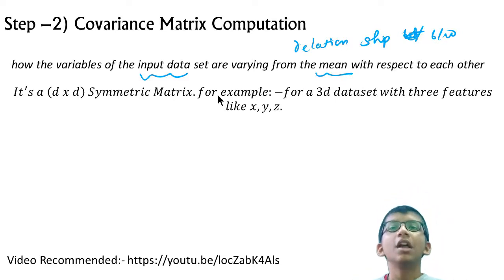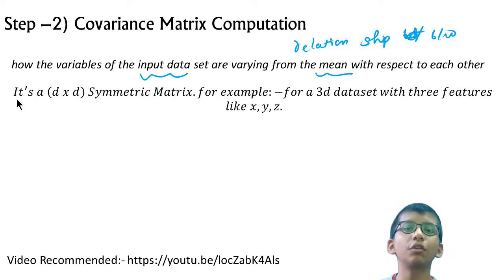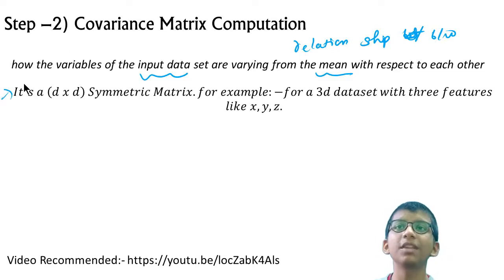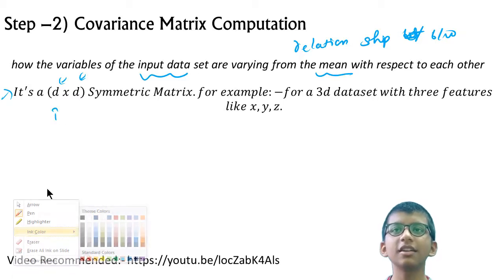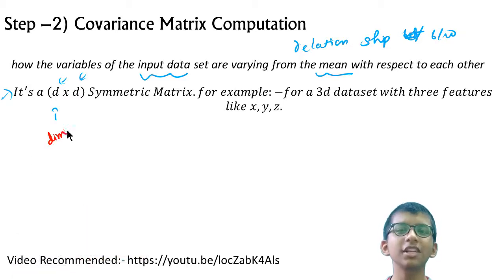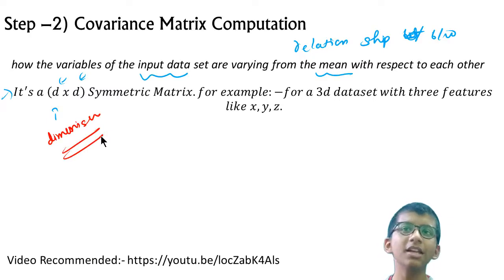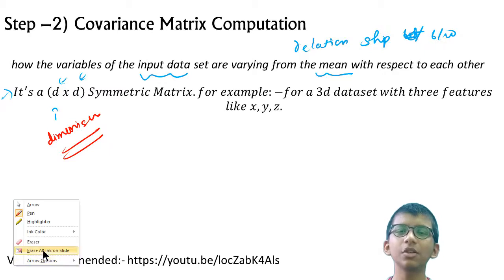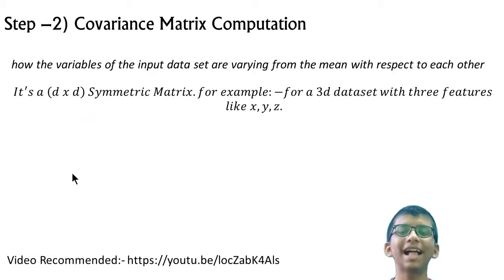Now let's take a look at the covariance matrix computation. It's a D by D symmetric matrix. What is D here? D here is the dimensions. We'll take one example and this will be very clear. Let's take an example so that you can get more intuition on how we calculate the covariance matrix.